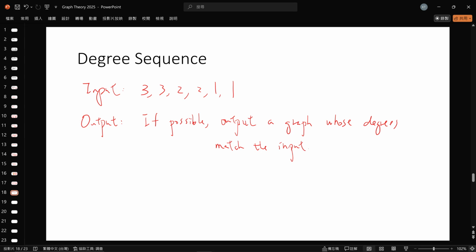Okay, so by this I mean, since we have 6 numbers in our input, we have 6 degrees, which means in our graph we have exactly 6 vertices, okay? And among these 6, 2 of them have exactly 3 neighbors, 2 of them have exactly 2 neighbors, and 2 of them have exactly 1 neighbor, okay? Sometimes it is impossible to find a graph that matches the input. If so, you just output no, okay?